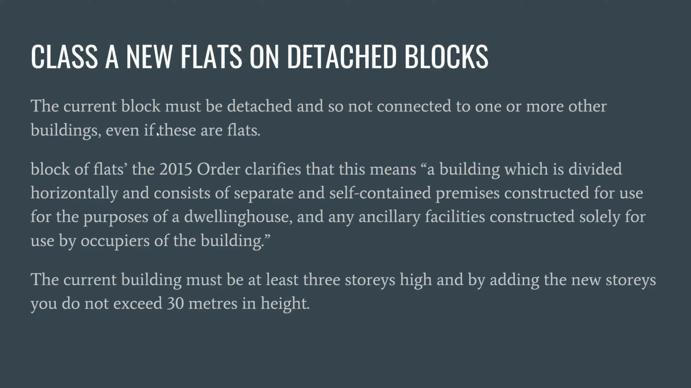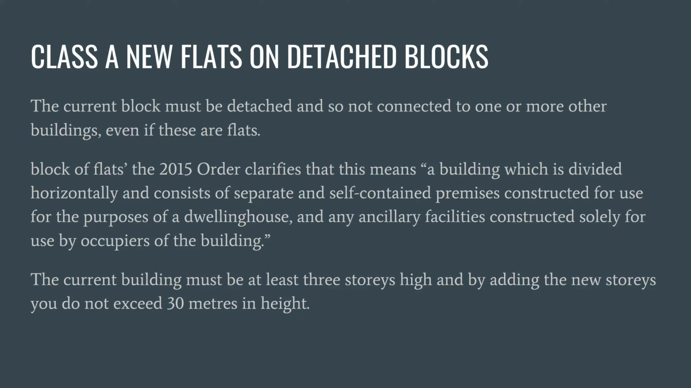So now let's go back to Class A, new flats on detached block of flats. Now, what does block of flats mean? Well, the 2015 order clarifies what this means. It is, I quote, a building which is divided horizontally and consists of separate and self-contained premises constructed for use for the purposes of a dwelling house, and any ancillary facilities constructed solely for use by occupiers of the building.